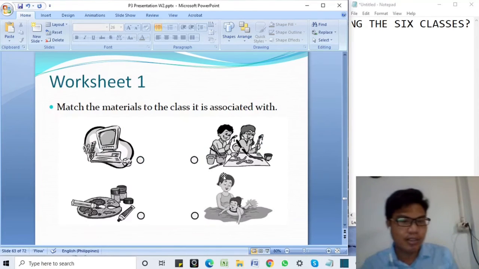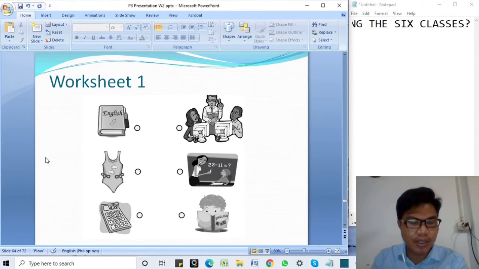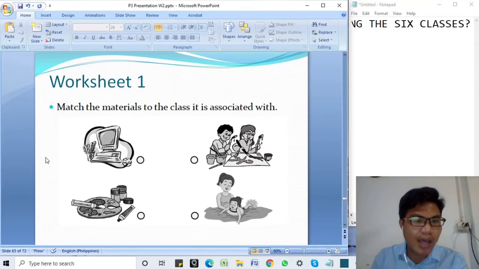So for worksheet 1, you are given pictures in column 1 and column 2. You have to match the materials to the class it is associated with. In this column, these are the tools or the materials which are related to this column. So this column are the classes. These children are in a class, but we should find out which class, right? I'm just gonna show you the next page. All right. So we have five photos on this column and 5 photos on this column.